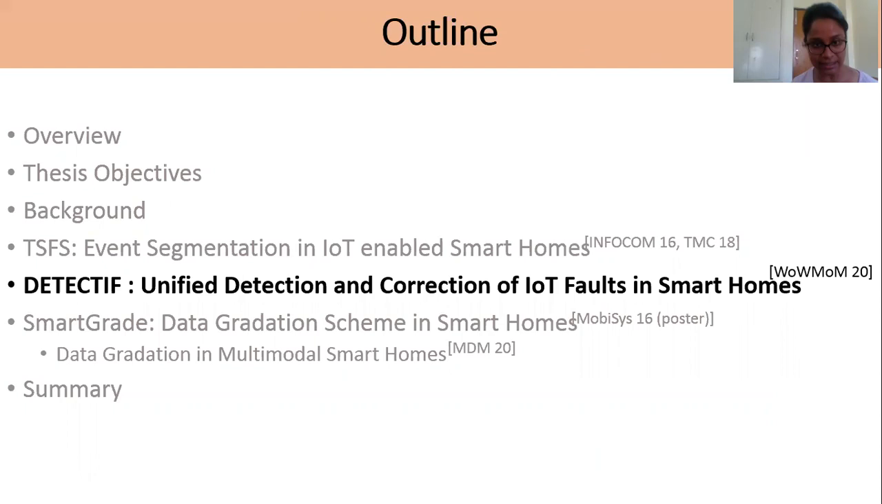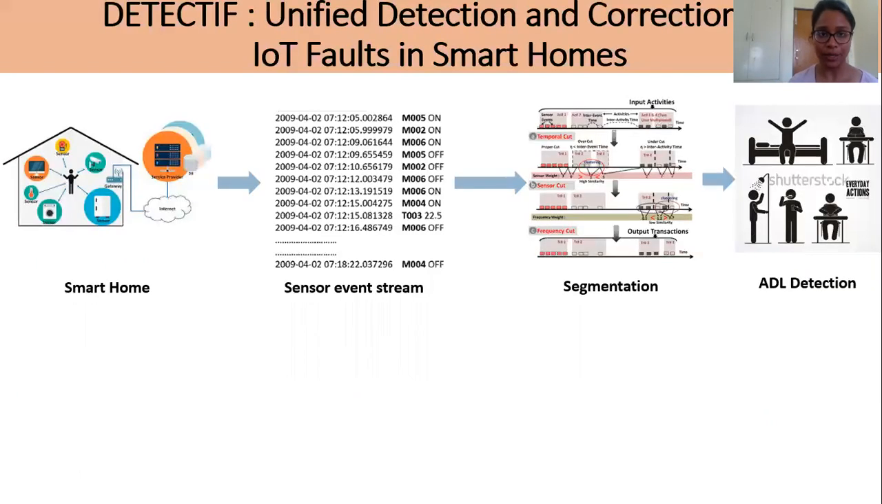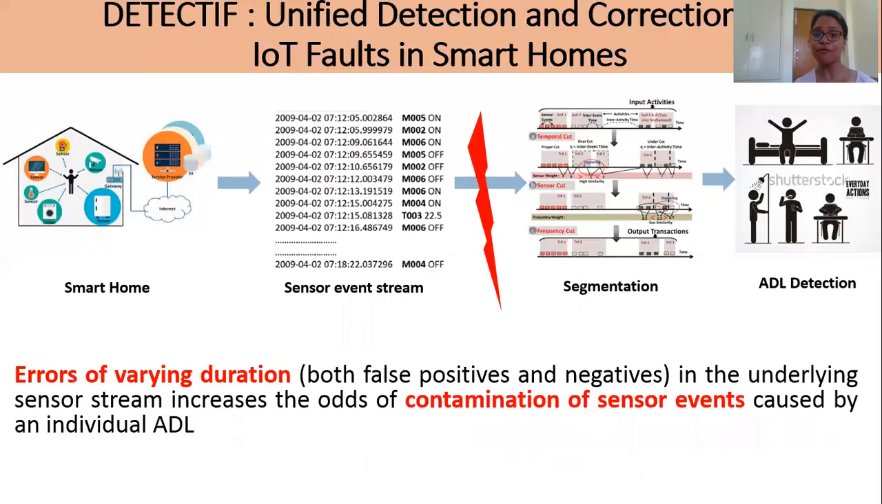Let's move on to the next chapter of my thesis, which is DETECTIF, Unified Collection and Detection of IoT faults in smart homes. It was recently accepted in WOW-MOM 2020. If you remember from our earlier discussion, a smart home generates a lot of data, which is a sensor event stream, and then you go ahead and segment, and after segmenting, you try to detect what activity is happening. But what happens when there is a fault in the sensor stream? If there is a fault in the sensor stream, then the segmentation will be wrong, and as a result, ADL detection accuracy will also suffer.